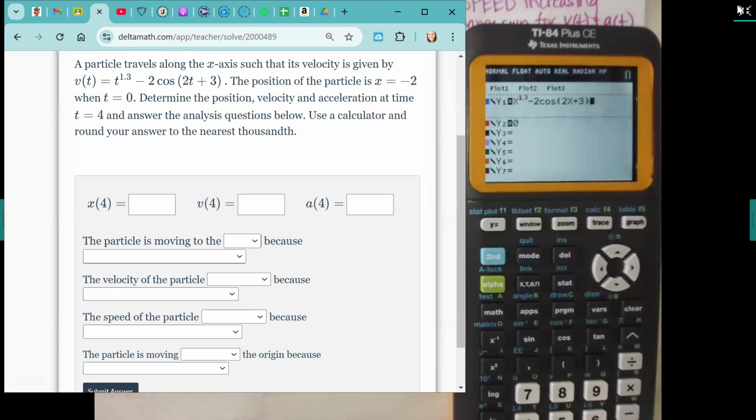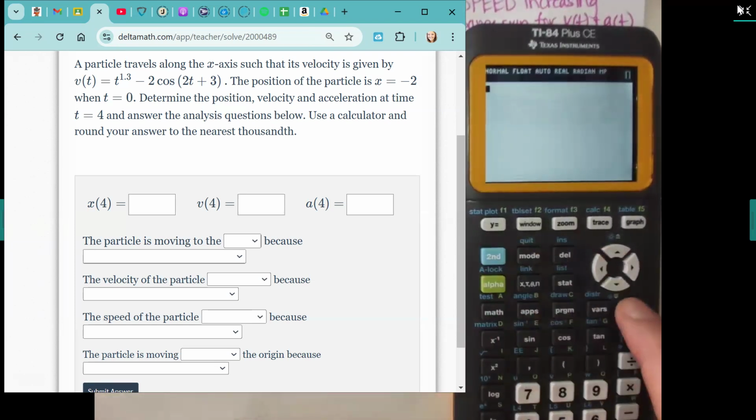The equation you're typing in is a velocity. So if I want to find velocity, that's the y value, right? Once you've typed it in, go back to your home screen and find the y value at 4. You should be able to do that. That's your answer. If you need help, ask me.